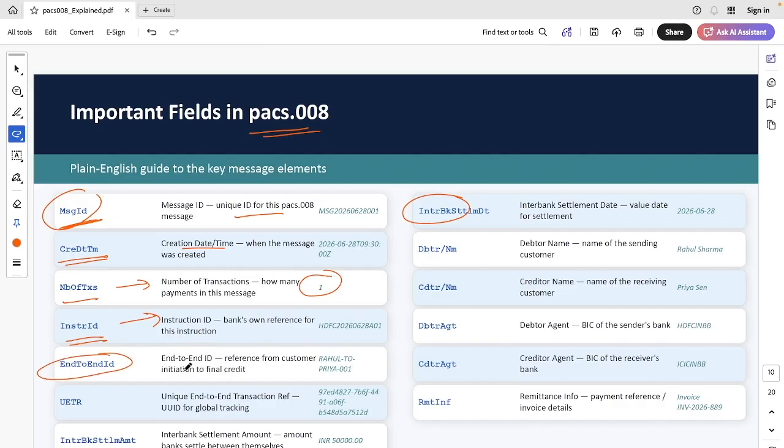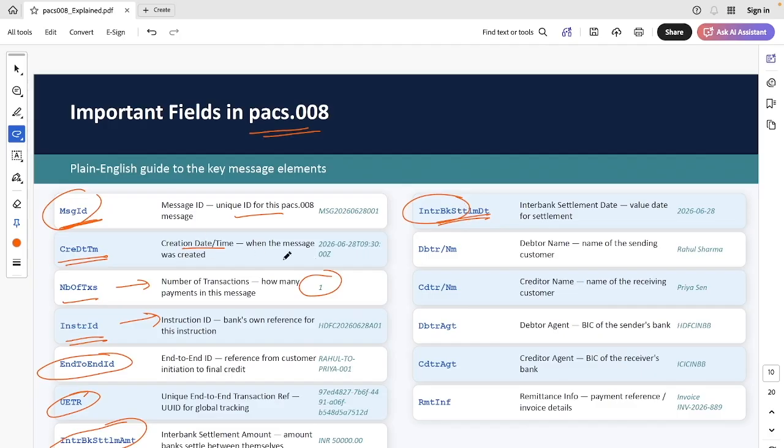This is the reference that travels from the customer's original instruction until the final credit to the beneficiary. In simple words, it helps connect the complete payment journey. Next is UETR. UETR stands for Unique End-to-End Transaction Reference. It helps banks track the payment globally. Then we have the interbank settlement amount, which is the amount banks settle between themselves. Then we have the interbank settlement date. This is the date on which the banks expect the settlement to happen.